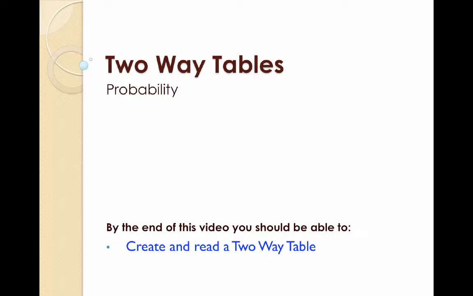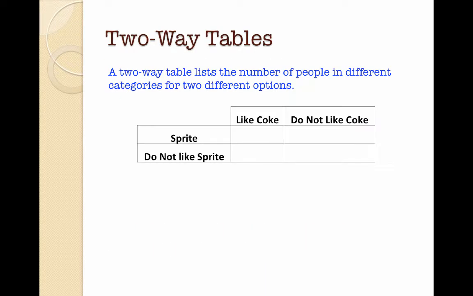Hi, and welcome to the video on two-way tables. By the end of this video, you should be able to create and read a two-way table. So let's have a look at what one is. A two-way table lists the number of people in different categories for two different options.